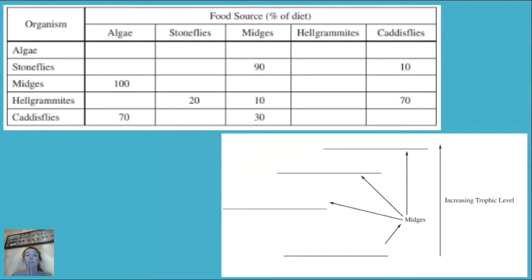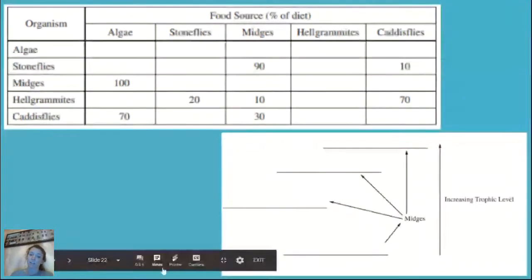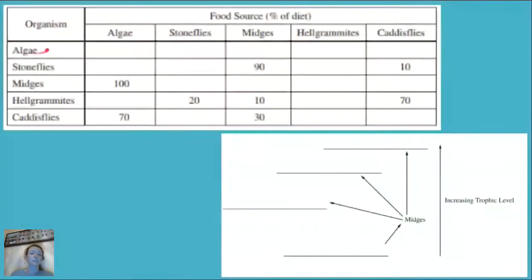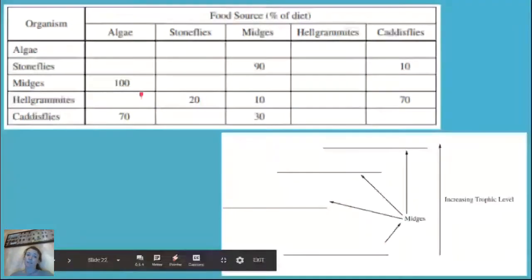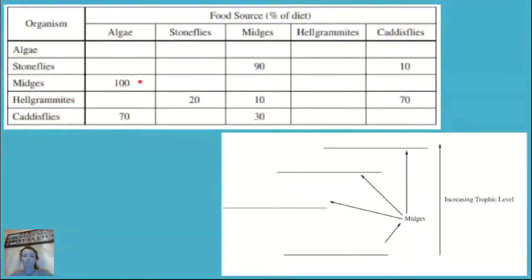Okay, so hopefully the first thing you noticed is that our producer is algae, and hopefully that's kind of a given as well. But you can also know that algae is our producer because it has 0 food sources, because it gets all its energy from the sun. Because it's not eating anything, it's going to be at the very bottom on this line. Then we have midges, and midges only eat algae, so they come next.